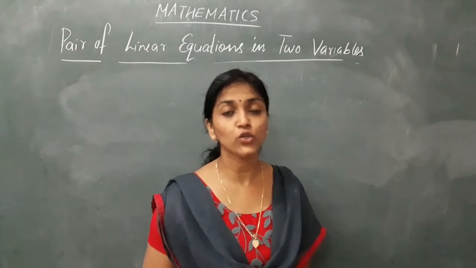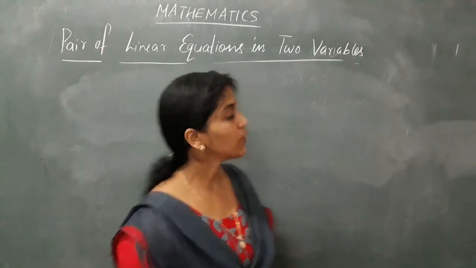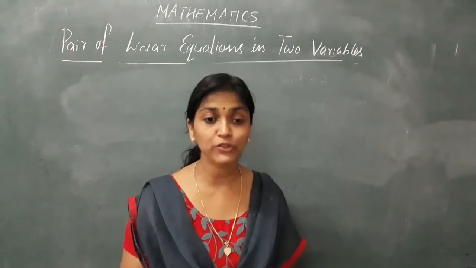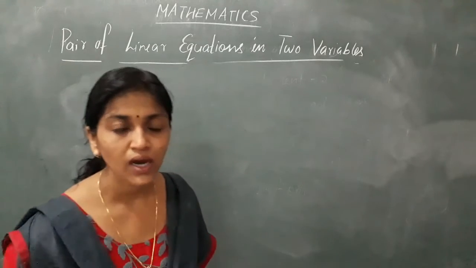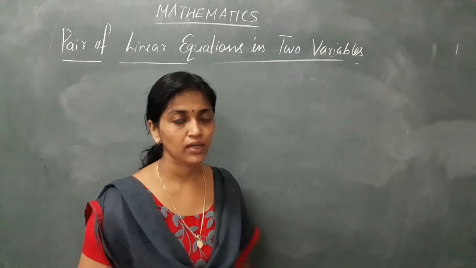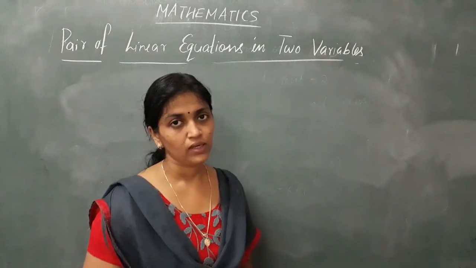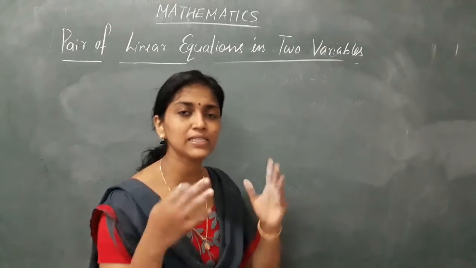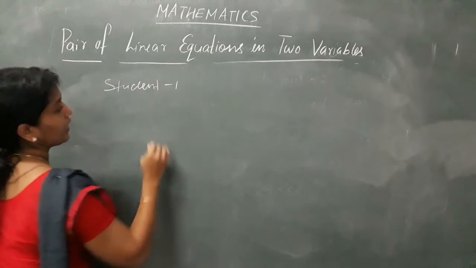This year, we are going to study pairs of linear equations in two variables. We are familiar with linear equations in two variables, but now we study a pair of them. Pair means, as we know, there will be two linear equations. Clear? And we will come to the topic with an example. Suppose there are two students in our class, any two students. We will simply name them student 1 and student 2.